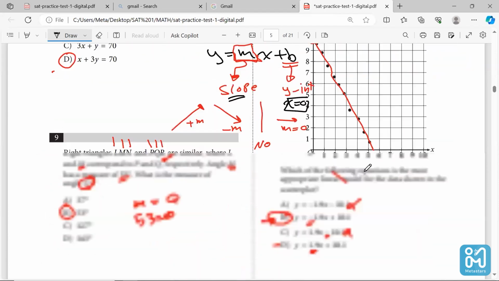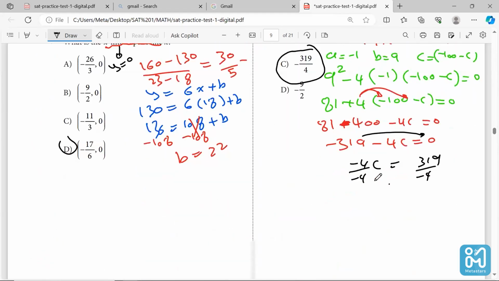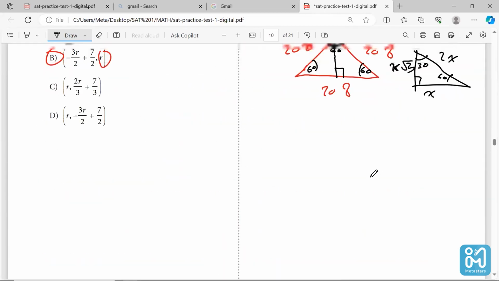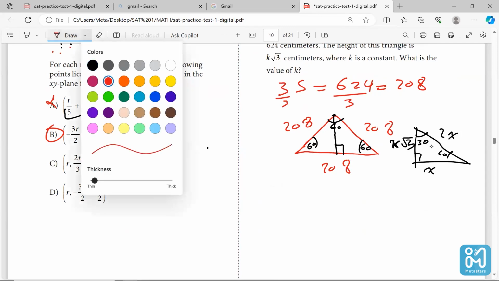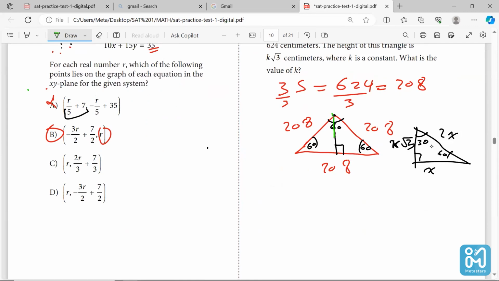Now, let's go back to our question. According to the information that you have, again, guys, we are talking about this part. 208, this is going to be half of it, so 104. Now, I have 104 here, so here 208, and here the k, or the x, is going to be 104 square root of 3. So my answer, our value of k, equals 104, and that's it.